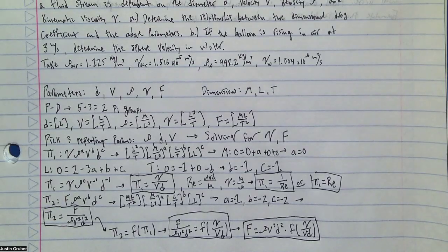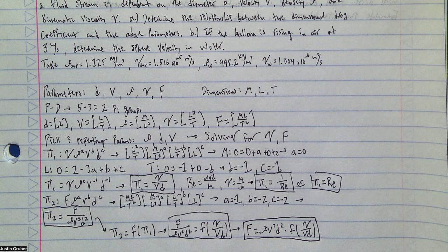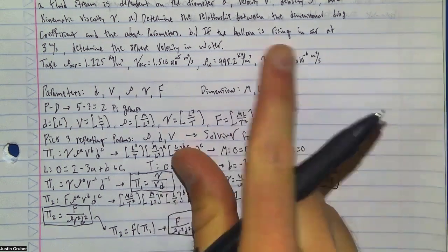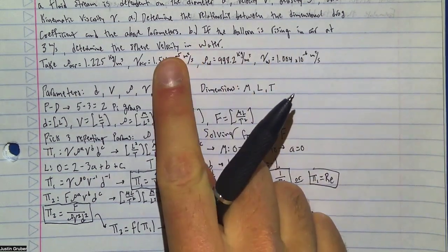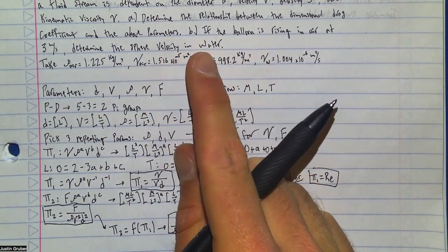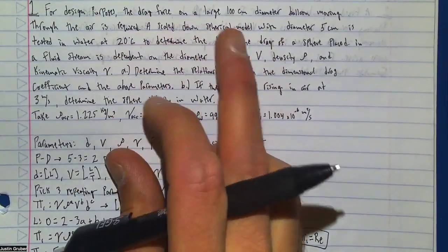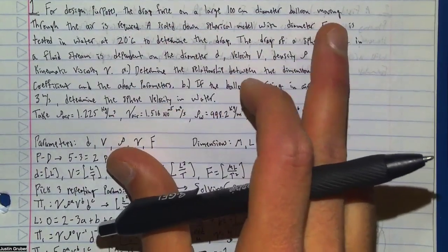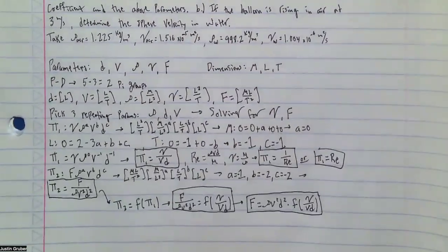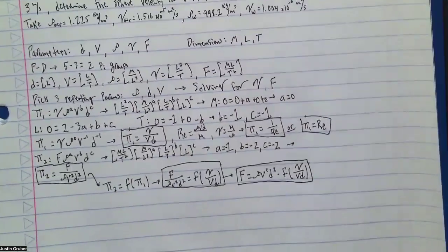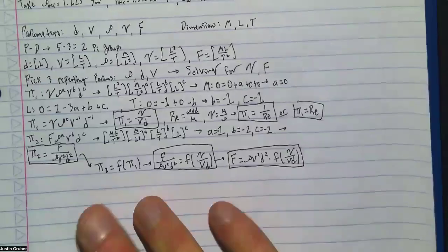So we want to set these pi groups equal to each other for the prototype and the model. What's the prototype? The prototype is the actual thing you're launching, so it's the big balloon rising in the air. And the model is the smaller thing we're putting in the water, the scale model that's 5 centimeters. And so we want to get the velocity of this model.